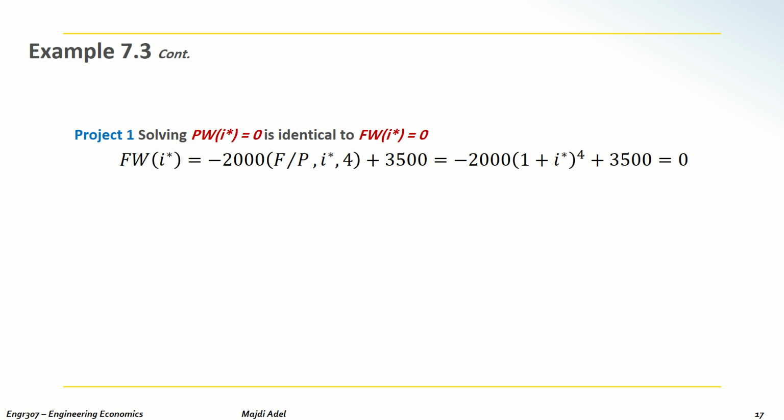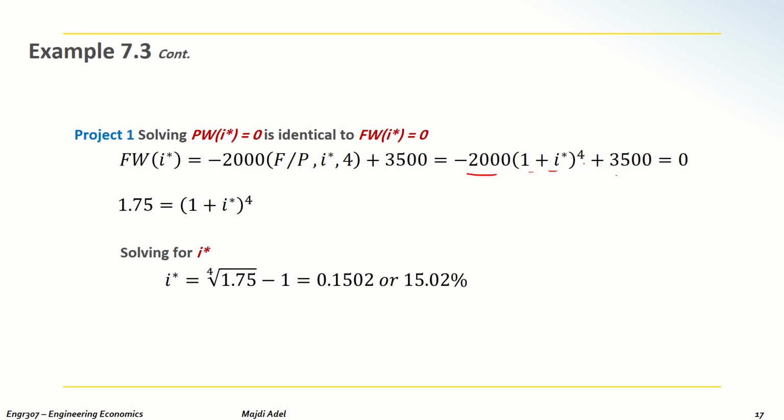Future worth minus 2000, calculate F given P, i star and 4 plus 3500. It's easier now to use the formulas. We cannot use the interest table. We need to use the formulas. The compound interest formula, minus 2000 multiplied by 1 plus i star to the power 4 equals 3500. Solving this equation, we will get i star equals the fourth root of 1.75 minus 1, or i star equals 15.02%. This is the internal rate of return for the first project.